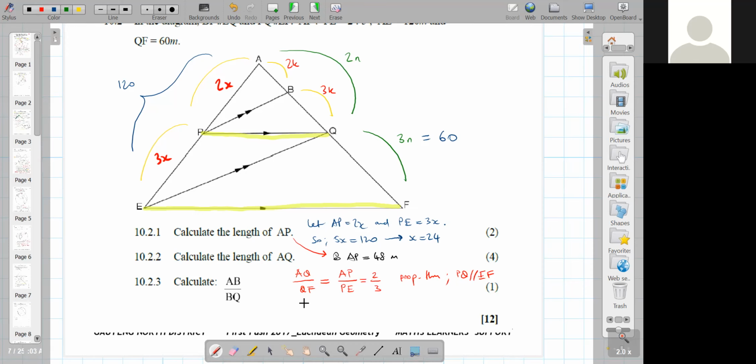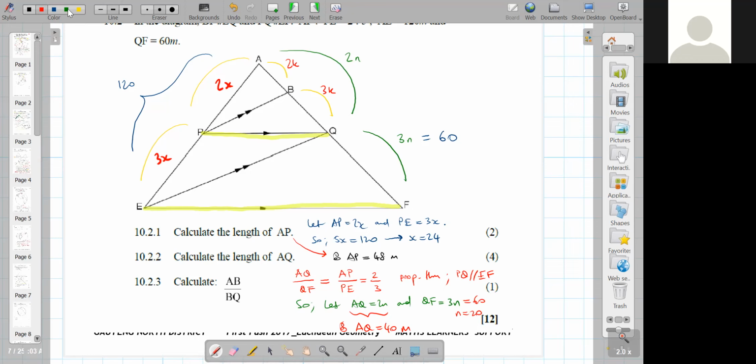Just like what we did in our pencil work, let's say AQ is 2n and QF is 3n. Same thing as we wrote up there. So I know QF is 3n and it is given as 60. So n is 20. If n is 20, you can tell me what AQ is. AQ will be 2 times 20. So AQ is 40 meters. That's it. 4 marks. And then the last one, AB over BQ.